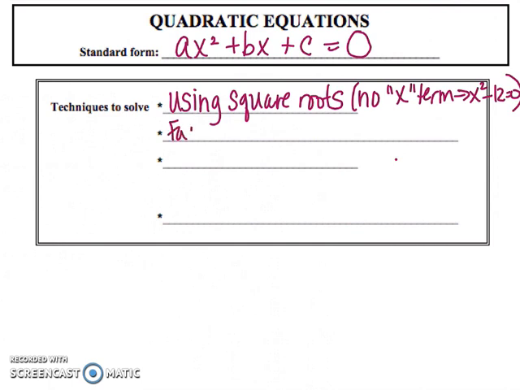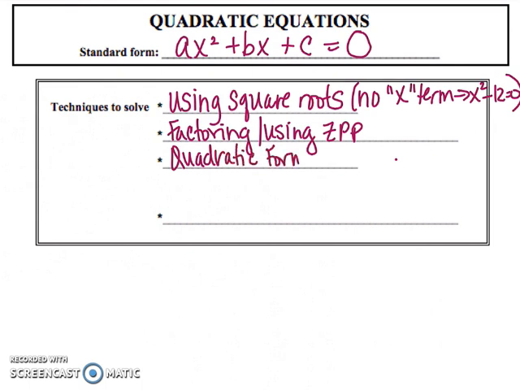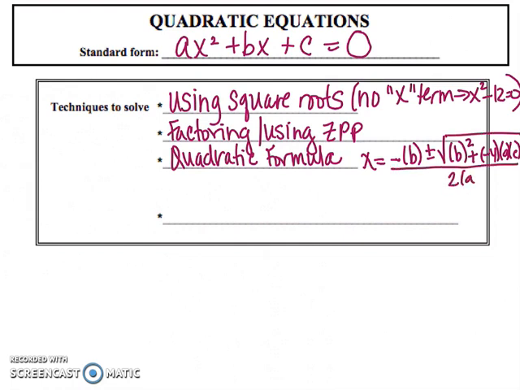So the next trick we have is, if it's able to be factored, we can solve by factoring, followed by using the zero product property to solve. Our third method here is our quadratic formula, which hopefully you recall is x equals the opposite of b plus or minus the square root of b squared plus negative 4 times a times c, all divided by 2 times a. We are going to derive that in just a moment.